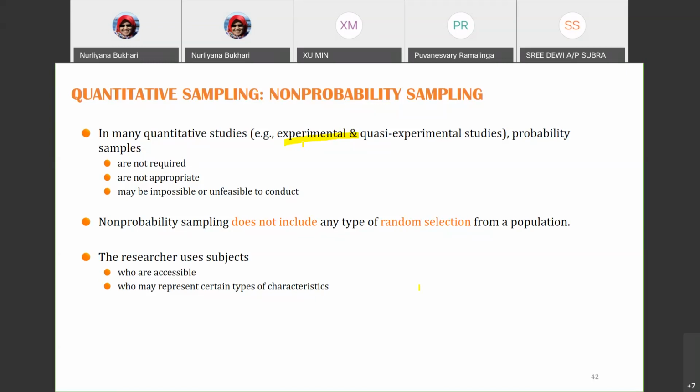So we cannot go and random sample, especially when it's in schools. That's why we go with non-probability sampling, where the researcher uses subjects who are accessible and who may represent certain types of characteristics. So go back to your Google Doc and see: are you really using a random sample or are you actually using a non-probability sample? Even though you are using quantitative methods, it doesn't have to be random.